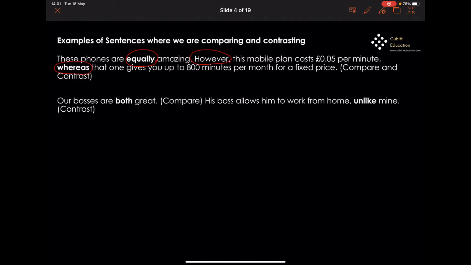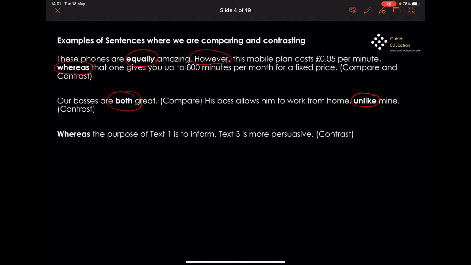Okay, this second example talks about 2 bosses or 2 employers. Our bosses are both great. His boss allows him to work from home, unlike mine. Okay, so in this case, they're talking about how both of their bosses are great people. However, one can work from home, and the one boss lets him work from home and the other one doesn't.